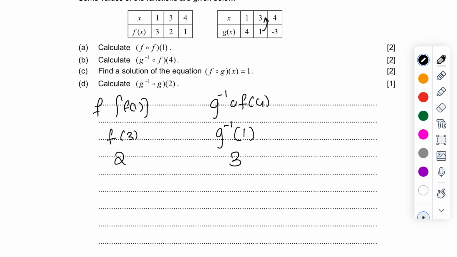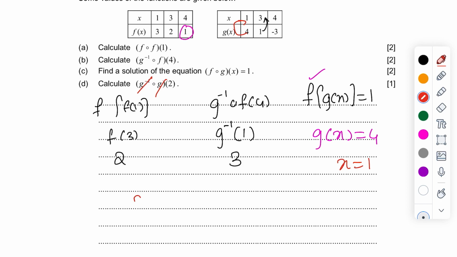Find the solution of f circle g of x equals 1. When do I get 1 in the f table? 4. So g of x equals 4. When do I get 4 in the g table? 1. So x should be equal to 1. Then finally g circle g inverse of 2. g and g inverse get cancelled. So the answer is 2 for part D. Part A, part B, part C and D.